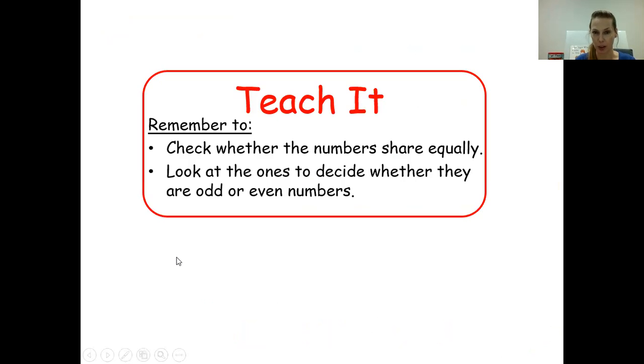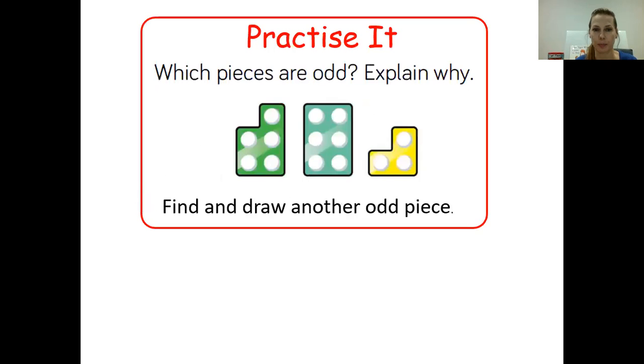So remember to check whether your number can share equally. If both amounts are the same when you're dividing it between 2 groups, if they're equal, then it's an even number. If there's 1 left over, so your groups aren't equal, then it will be an odd number. And remember, when you're looking at a number, it's the ones that tell you whether it is odd or even. So it doesn't matter if it starts with an odd or an even number, that doesn't matter at all. It's that last digit.